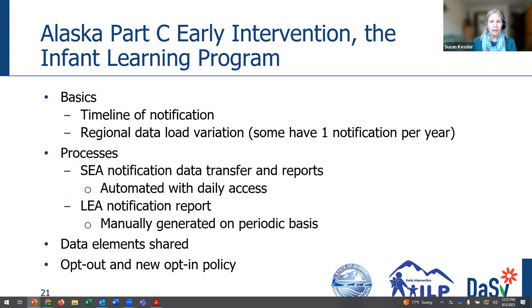And then on a local level for LEA notifications, local programs are generating a report from our data system and manually, through secure email or fax or snail mail or however they're deciding to do it locally, sharing that information. So we do share all of the data elements that are required, and we have a couple bonus items like the name of the family service coordinator and the primary language of the family. Our data system is also slightly complicated by our opt-out policy, and I'm told by OSEP we're the first state that also allows families to opt back in after they've opted out. So just to really complicate things, we added that option for families. So you could go ahead to the next slide.